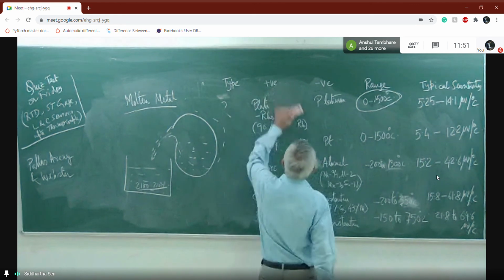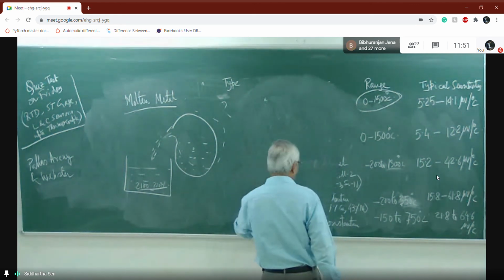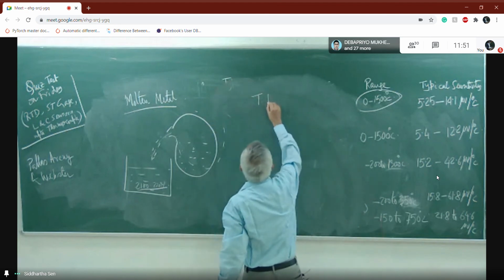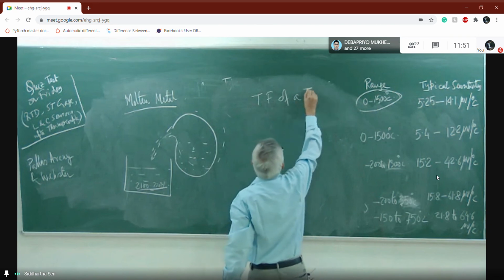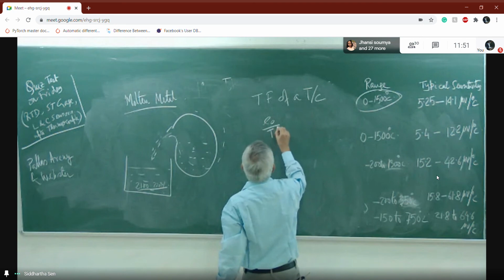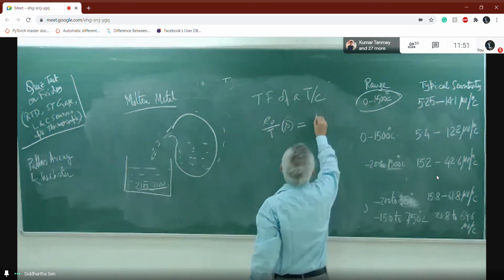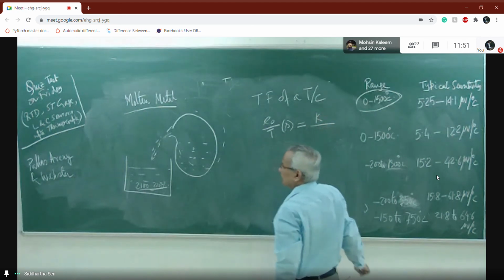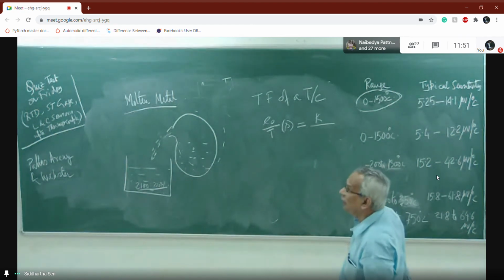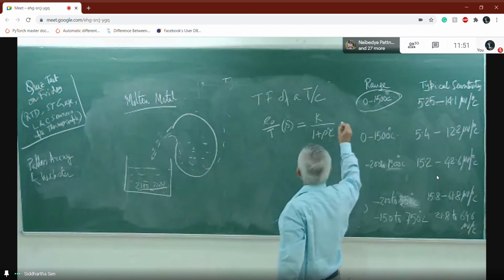If we recall the temperature sensor, what is the transfer function? It is E0 by Ts, which is K divided by what? What type? Sir, S tau plus 1. First order. Yes, tau S plus 1.